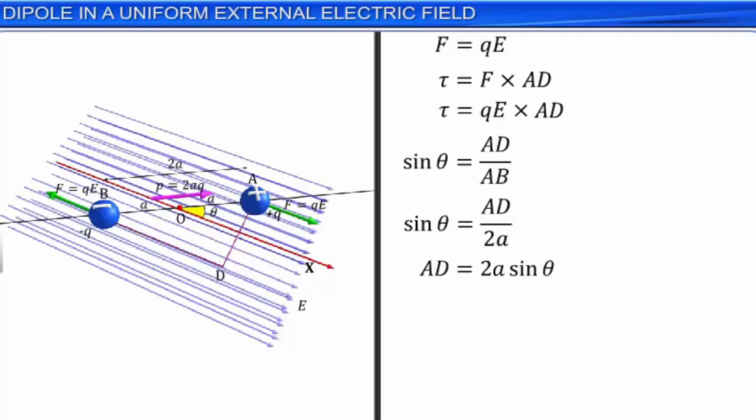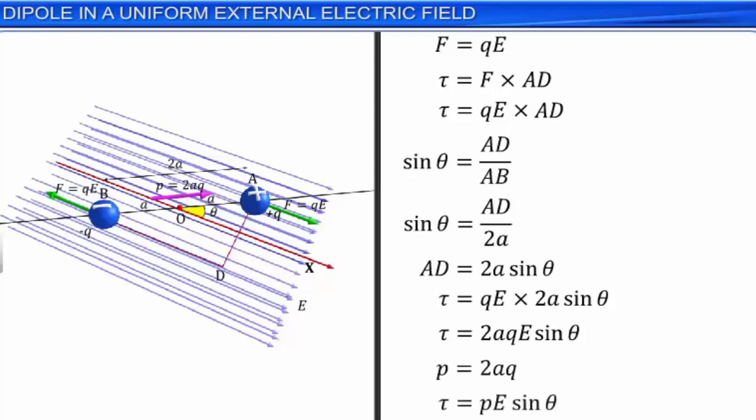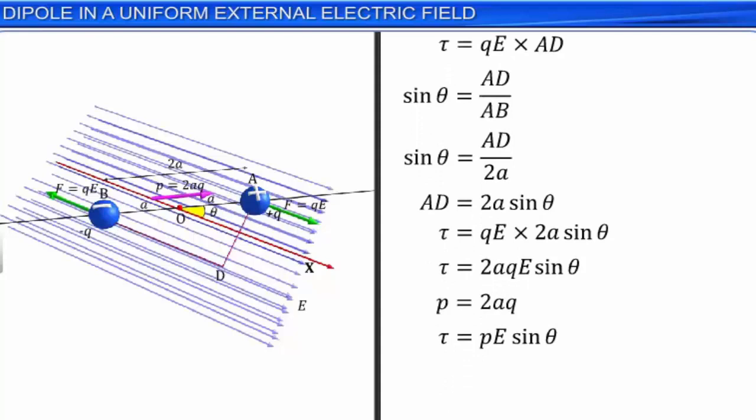Substituting the value of AD in the expression for torque tau, we get tau is equal to QE into 2a sin theta, or tau is equal to 2aQE sin theta. But the dipole moment p is equal to 2aQ. Therefore, we have torque tau is equal to pE sin theta. This is the expression for the torque experienced by a dipole when placed in a uniform external electric field. Since pE sin theta is equal to p cross E, we have torque tau is equal to p cross E.